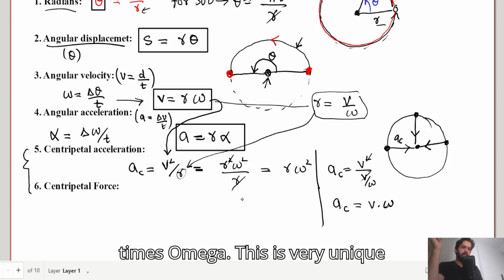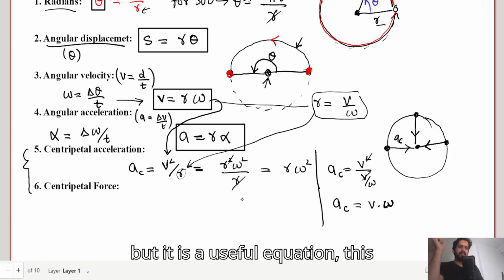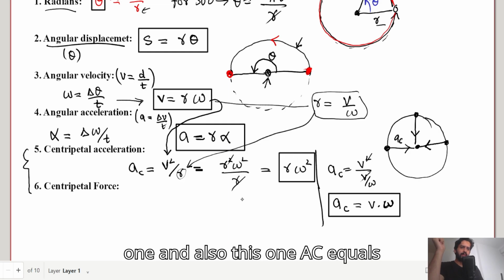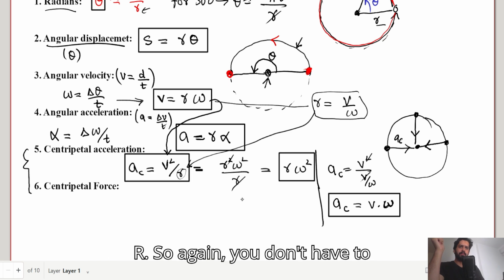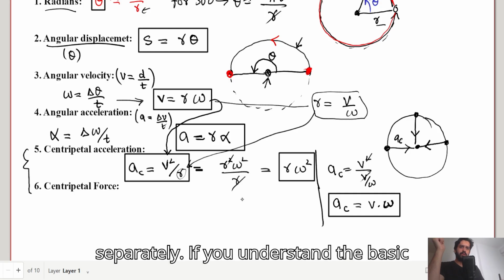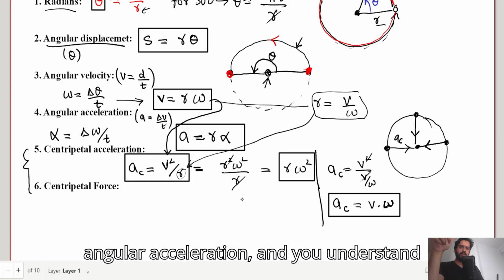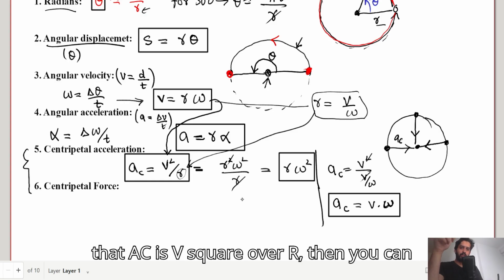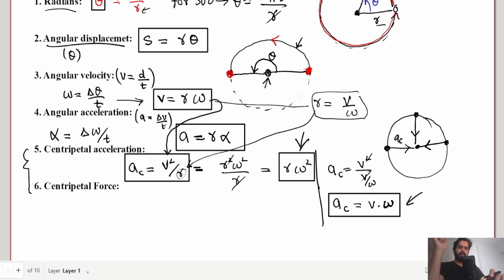This is very unique, and it looks kind of wrong, this equation, but it is a useful equation. This one and also this one, AC equals r omega square and AC equals v square over r. So again, you don't have to memorize each of these equations separately. If you understand the basic definitions of radians, angular velocity, angular acceleration, and you understand that AC is v square over r, then you can derive this one and this one.